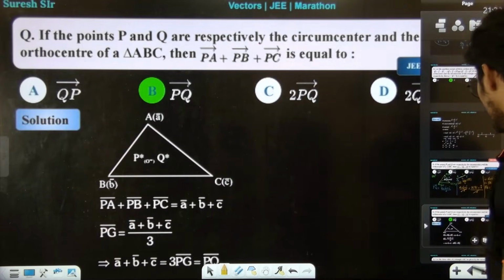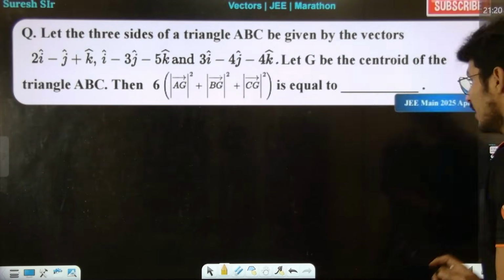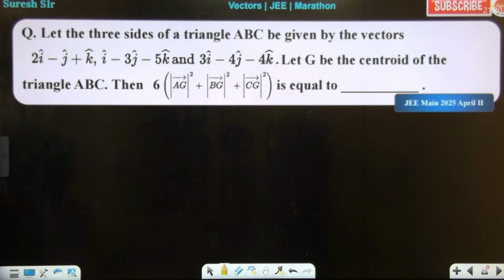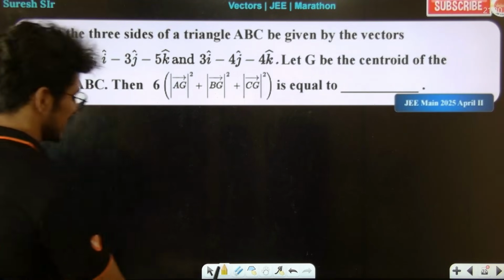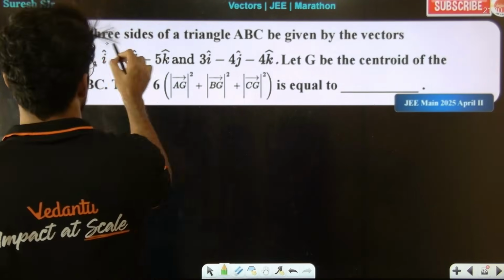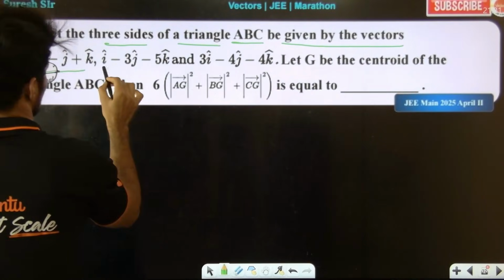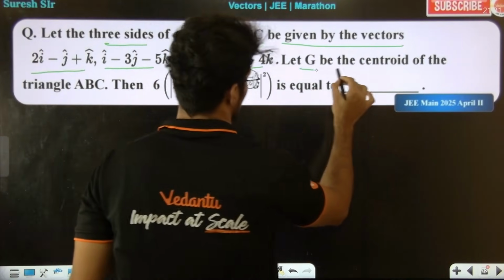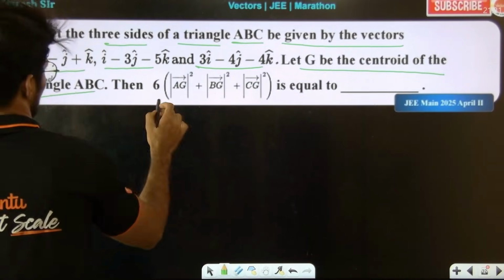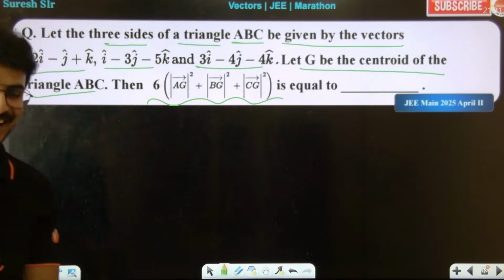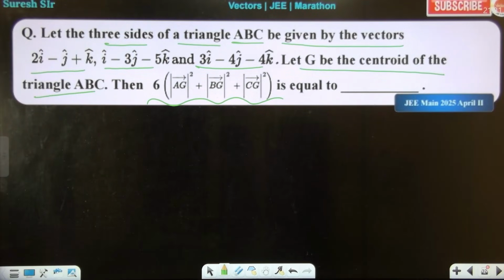Answer matching check. B for Bombay. Next question. Let the three sides of a triangle ABC be given by the vectors this, this and this. Let G be the centroid of the triangle ABC. Then it is equal to N. Tell me. Wonderful question.